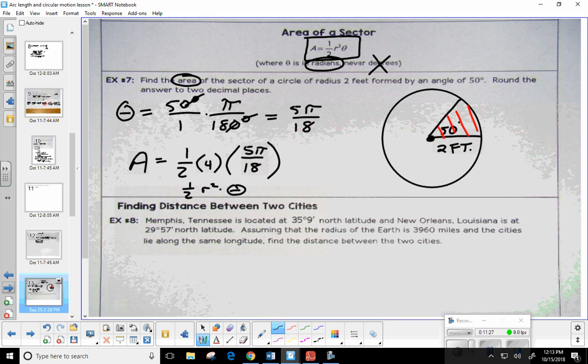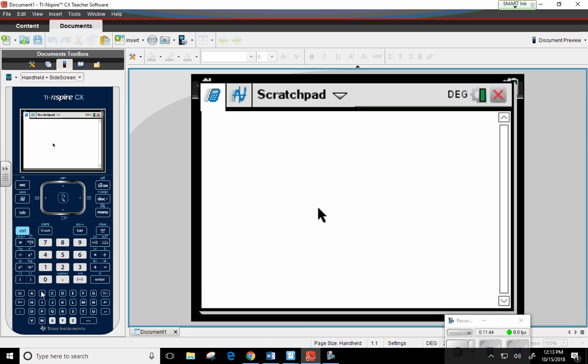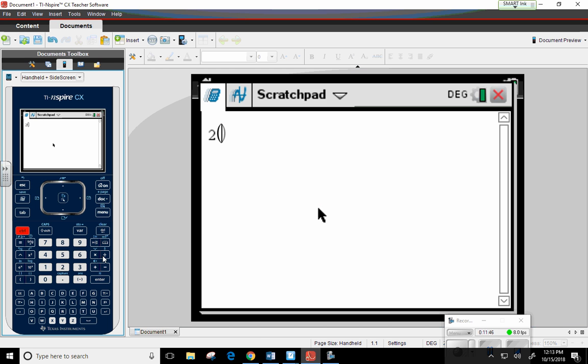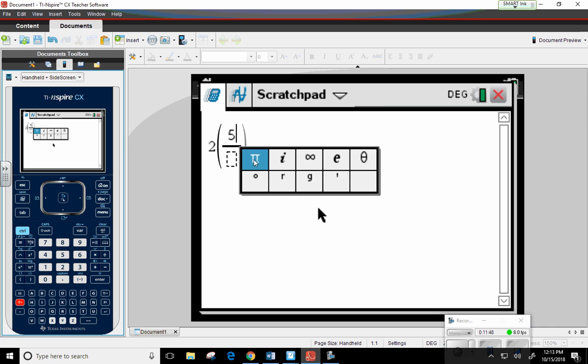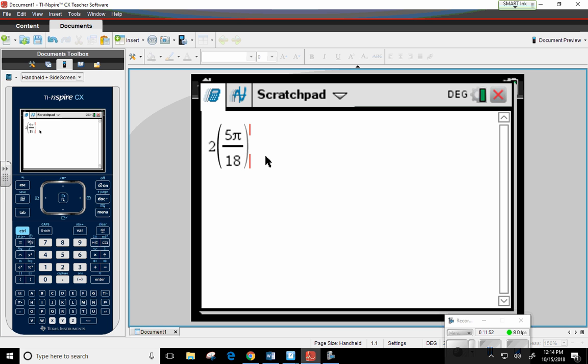And as you're plugging in, if you can simplify something like this, 1/2 of 4 we know is 2. So I'll type that into the calculator, but again, I just wanted you to see the substitution. So let's see here. 1/2 of 4, which I said is 2. Let me get rid of this previous one here. Okay, so 2, and I'm going to multiply that by the 5 pi over 18. Okay, so 1/2 of 4, the 2 times that theta in radians.